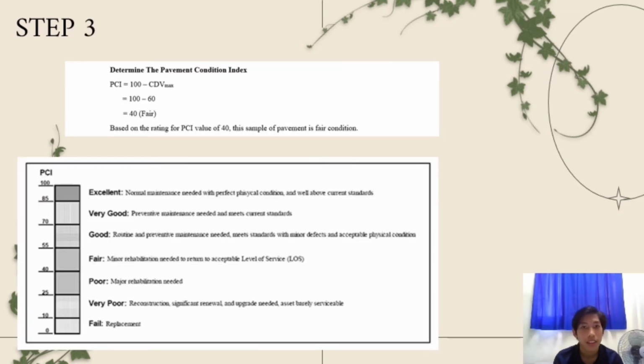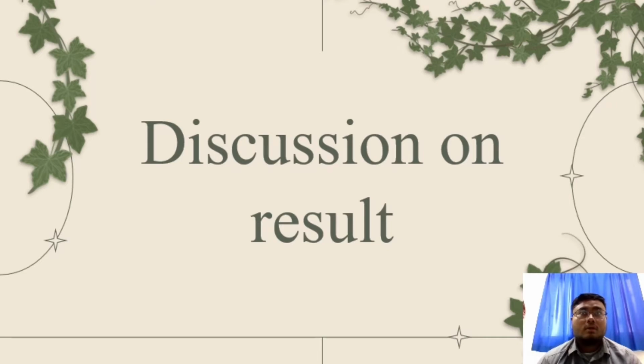Last step is to determine the PCI, pavement condition index, using the formula 100 minus CDV max, and then we can get the condition for the sample. That's all from me. Thank you.